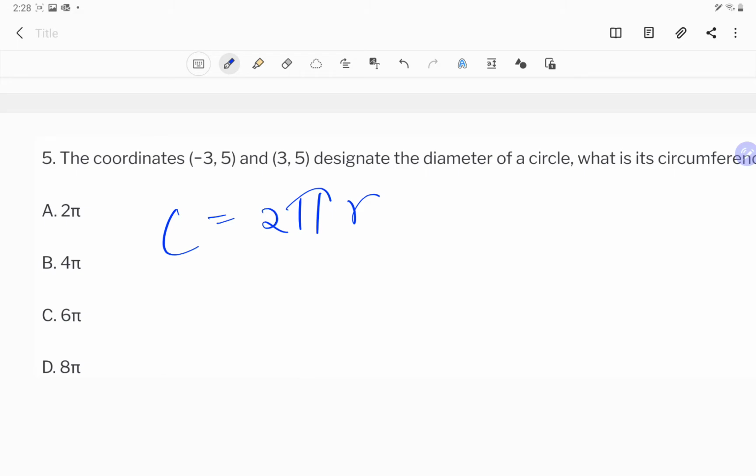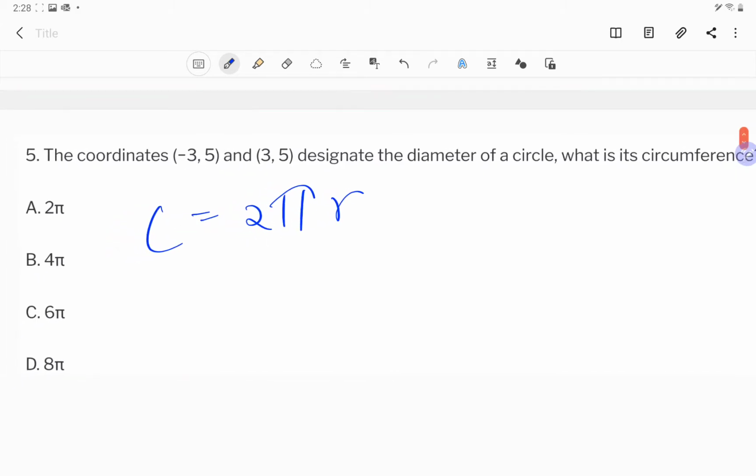Okay, for number 5, the coordinates (negative 3, 5) and (3, 5) designate the diameter of a circle. What is the circumference? Now, when we say circumference, it is the length around the circle. It's not an area. Again, the length around the circle. It is the same as the perimeter in polygons. Now, since we're talking about circles, we're going to use the term circumference.